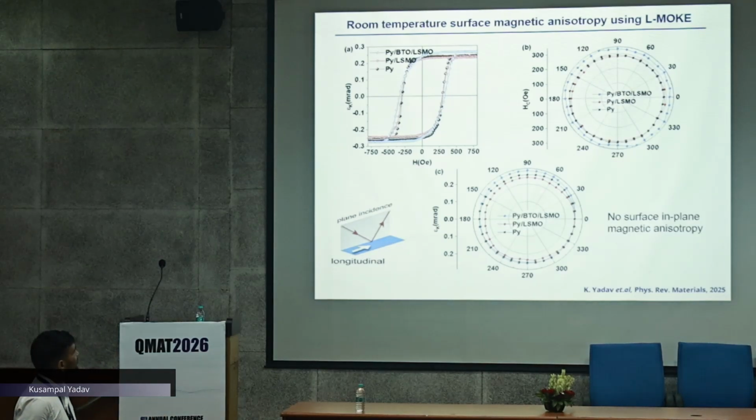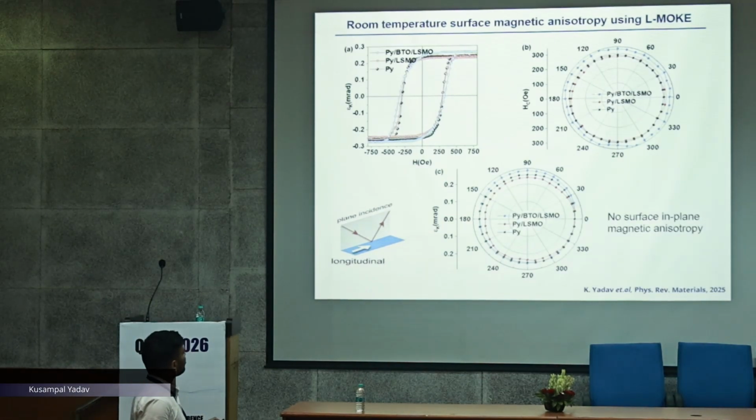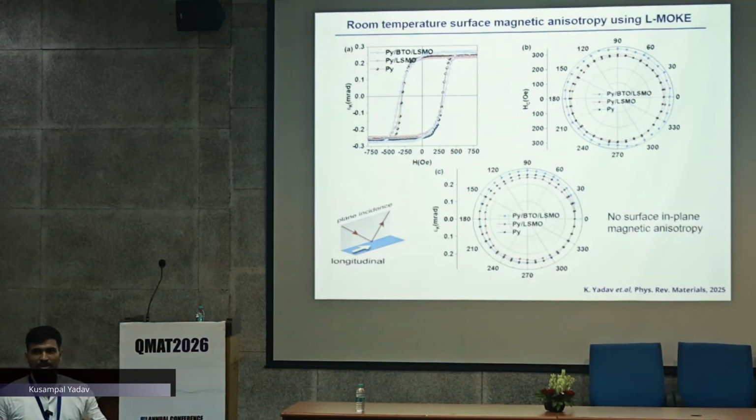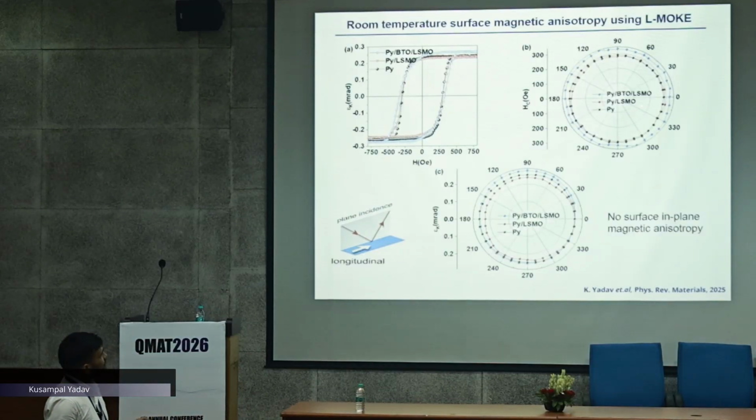Then we have studied the surface anisotropy using the longitudinal MOKE. We have rotated the sample, and by rotating the sample we have measured the coercive field and the Kerr ellipticity, and we have obtained just a circular pattern, so there is no surface anisotropy in the thin film, which shows that the surface is similar in all the heterostructures.